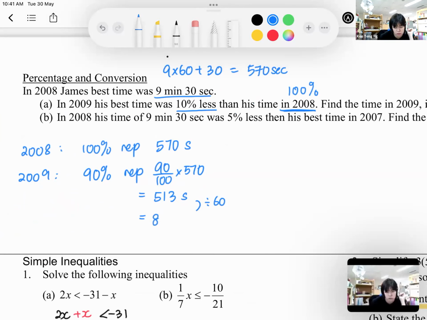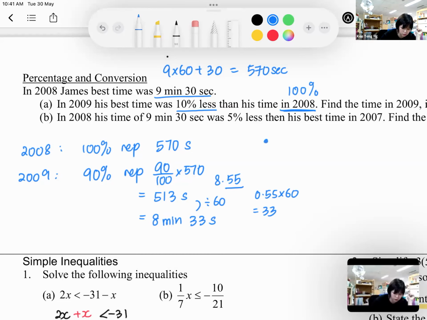So you might notice you will have your decimal place inside the calculator. When I divide, I got 8.55. Correct, but you notice Jason gave me the answer 33 seconds. How did he get 33 seconds? This 0.55 is not 55 seconds. This 0.55 is 0.55 of 60, which gives me 33. So 33 seconds.